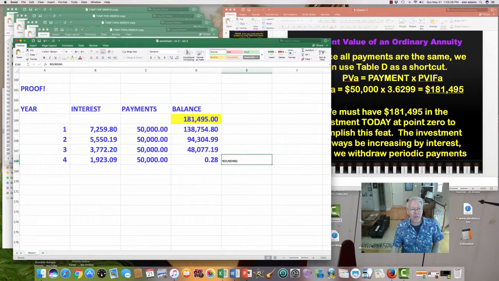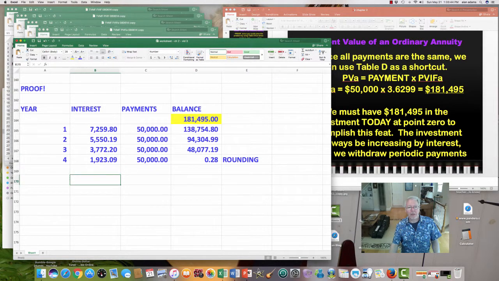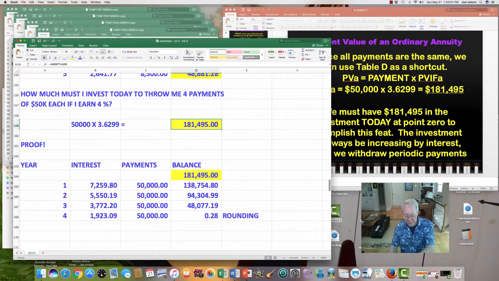Okay? And once again, I do have a couple of format problems that happen every so often with this Excel system. I apologize for that. There we are. Okay, just to make that consistent with everything else that we did. Okay, so we have seen a proof of the fact that in order to get 4 $50,000 payments, you need $181,495 today. Okay? Please remember, when you're doing a present value, it means you must always have less.